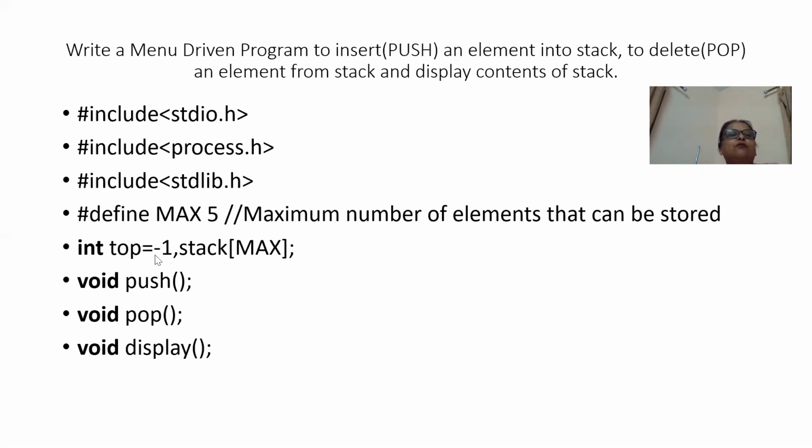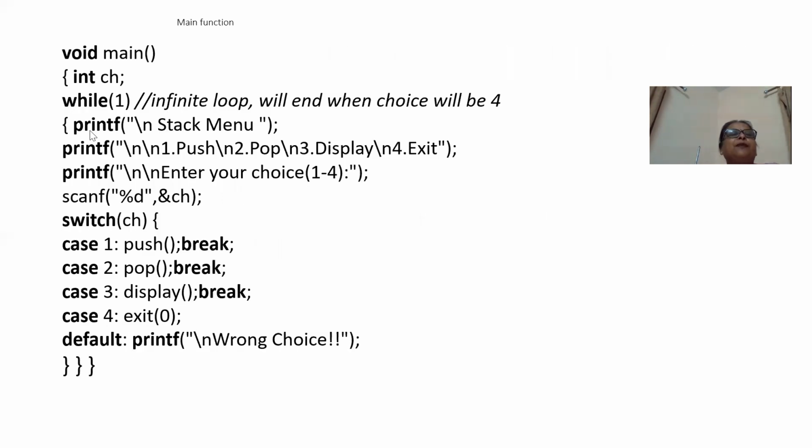Int top is equal to -1. Here we consider top is equal to -1 and stack max means stack of 5. These are the prototypes of the push function, the pop function, and the display function. This is the main function, void main, int ch. We take it for choice. While 1 means if true, loop; while 0 means if false.